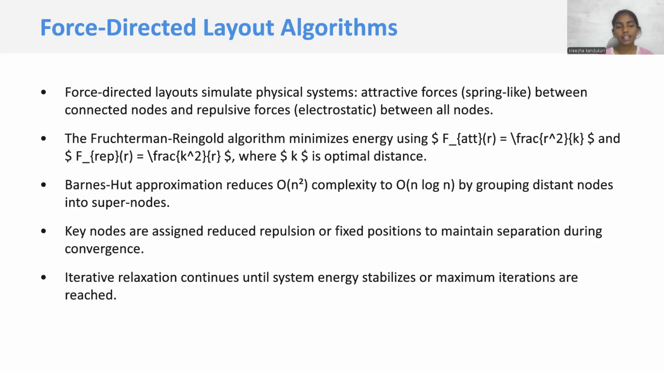Key nodes are assigned reduced repulsion or fixed positions to maintain separation during convergence. Iterative relaxation continues until system energy stabilizes or maximum iterations are reached.